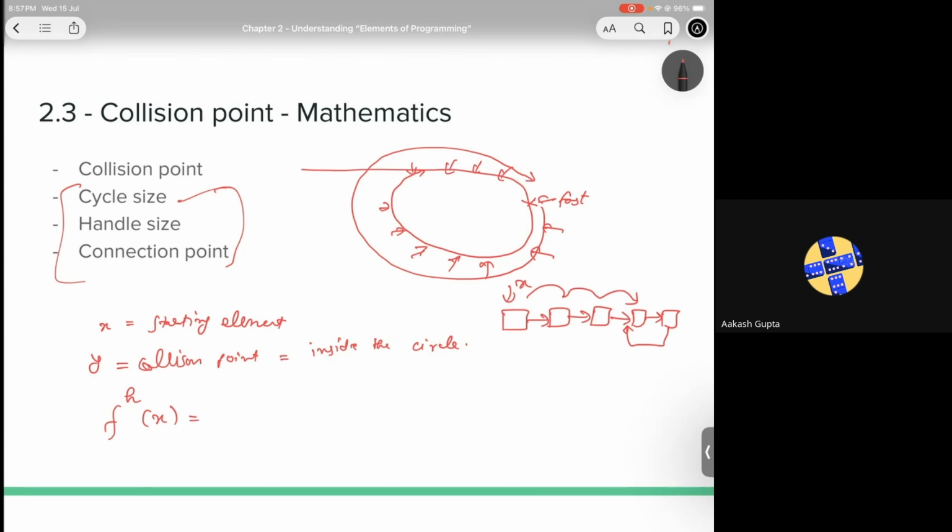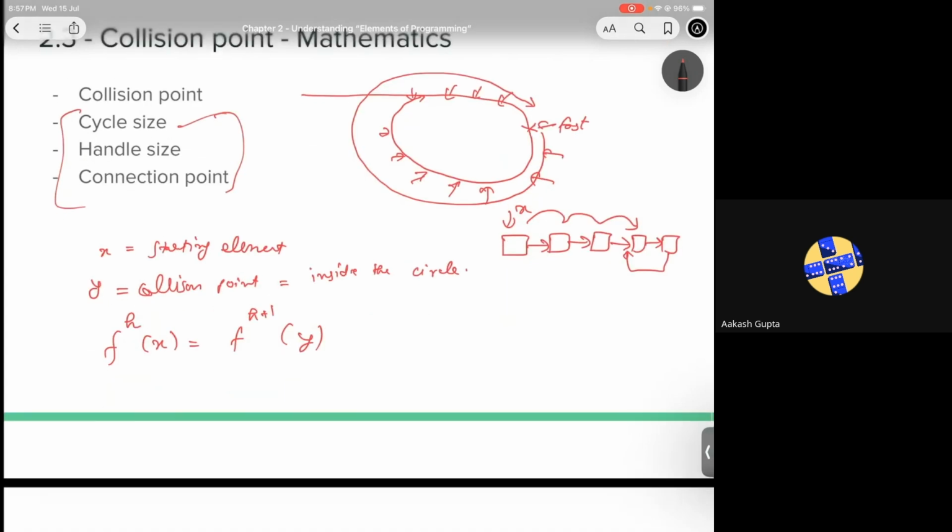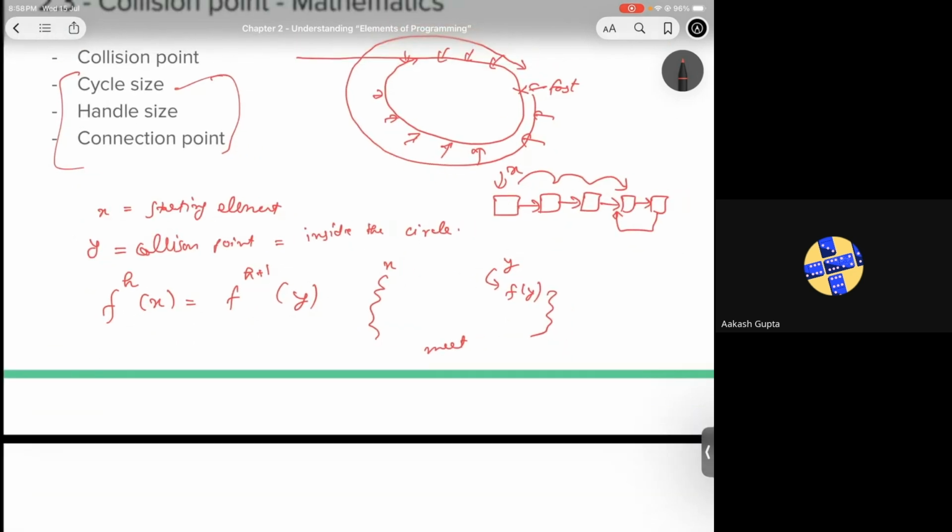And the result says that it is equal to moving h plus 1 times from the collision point. Basically, if x and y are our starting points, we can apply f on y once, and then we iterate in a loop till they meet, and the point where they meet is the connection point. This is the algorithm, the result from mathematics. You are encouraged to look into the proof, and here I will simply state the results.